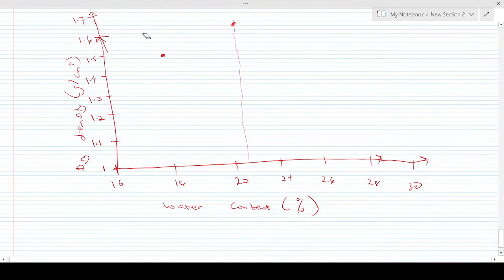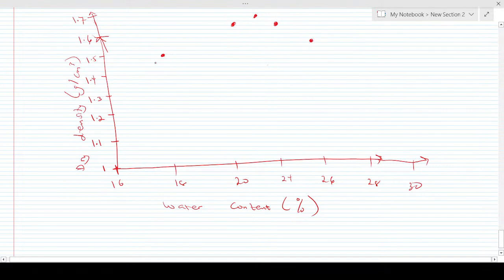For the next set, we have 1.65 against 23. So 1.65 will be a little bit above 1.64, against 23, somewhere about this side. The next set, 1.64 against 24, somewhere here. Then for the last set, 1.54 against 26, somewhere here.